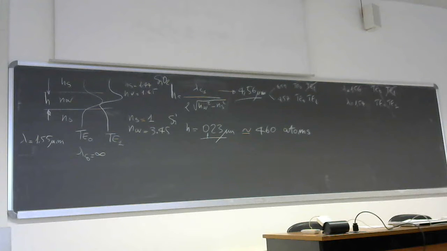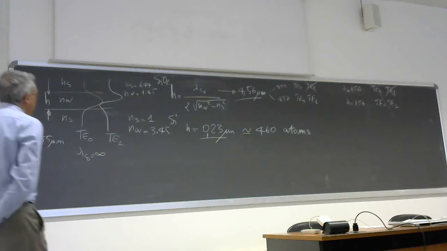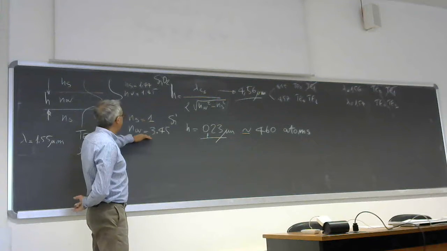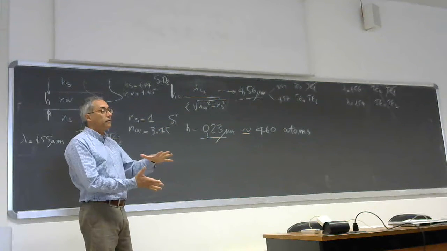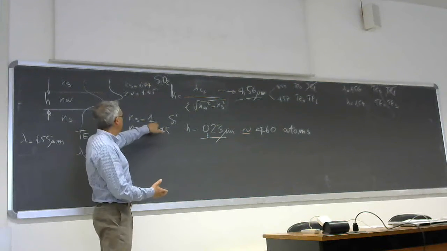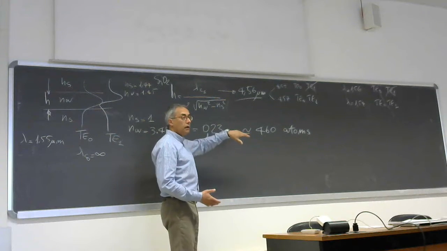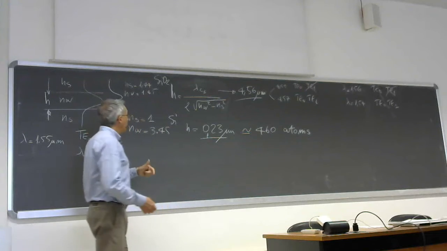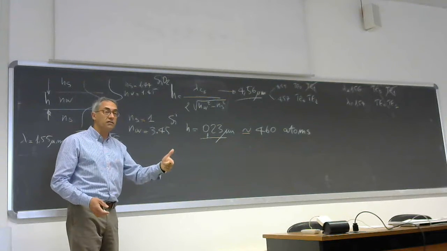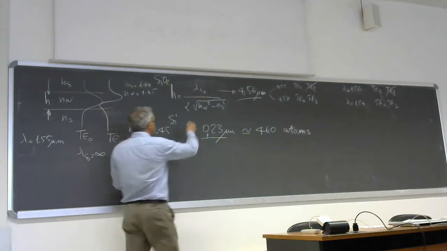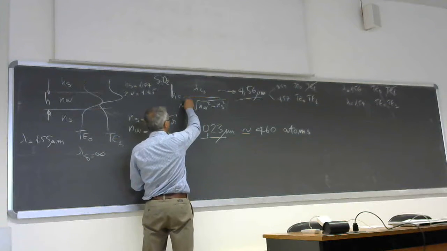Try to play with this number and try to see, for example, a silicon waveguide embedded in silica. So this is 1.45. How much is the thickness? Try to see where the third mode starts to propagate. Remember that here there is an n in the formula.